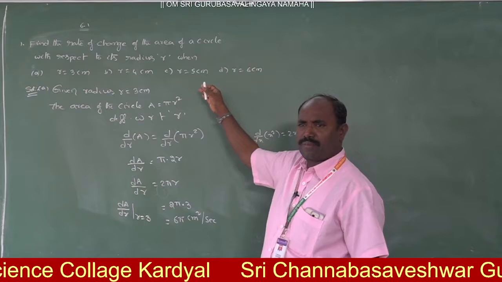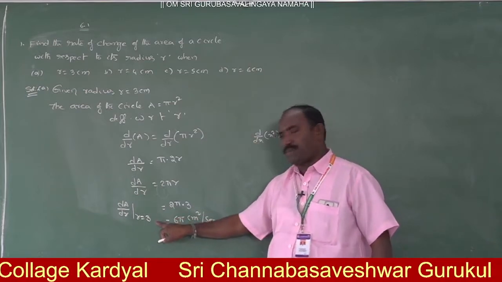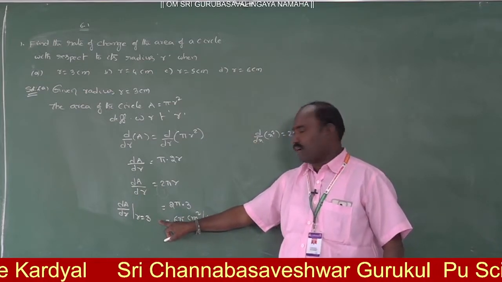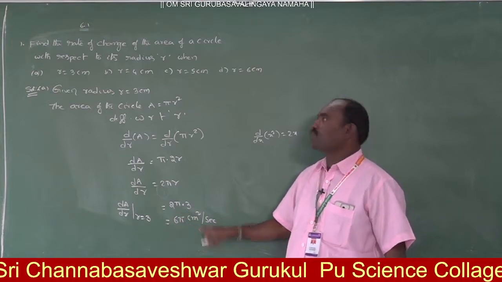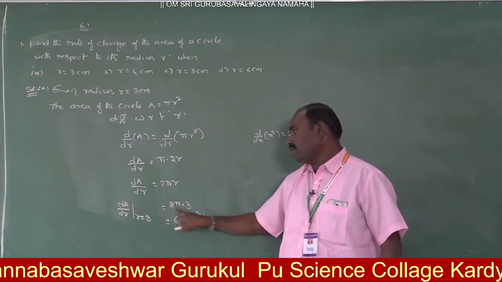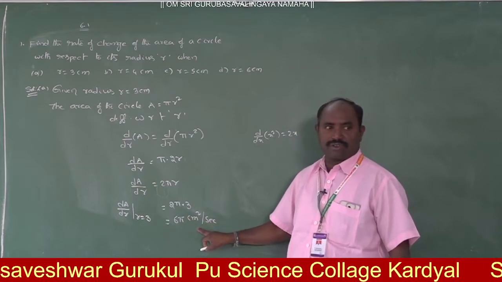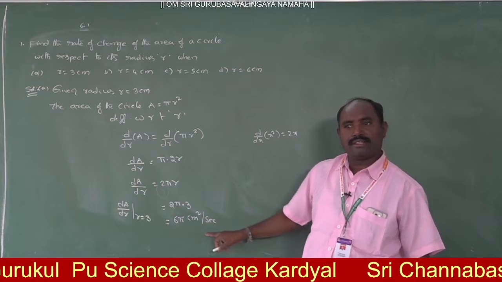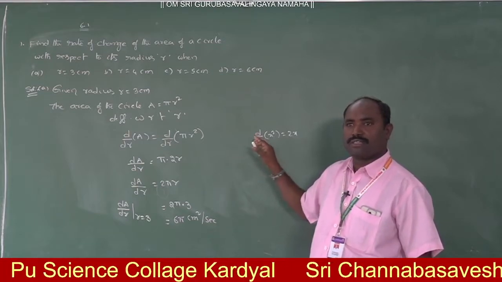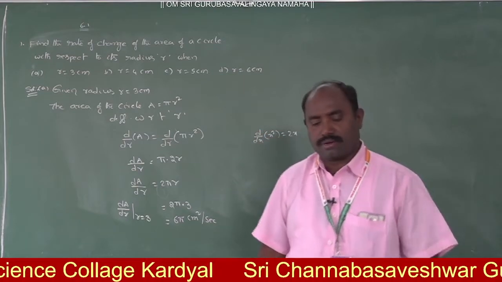The remaining problems are the same, we just change this place. r equal to 4, what is the value? r equal to 4, 8 pi centimeter square per second. r equal to 5, 2 5s are 10 pi centimeter square per second. r equal to 6, 12 pi centimeter square per second. Solve the problems in the same process.